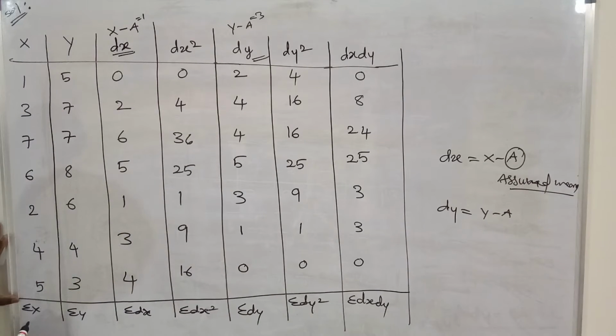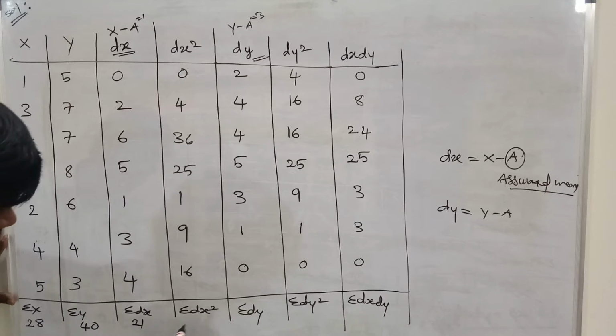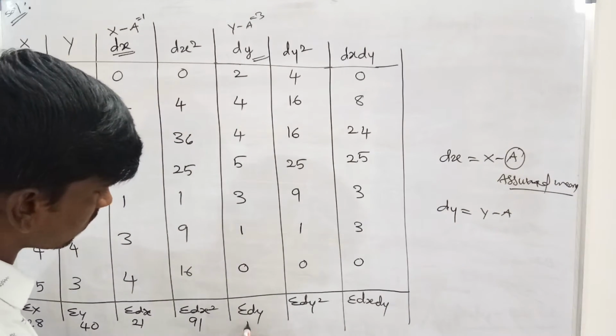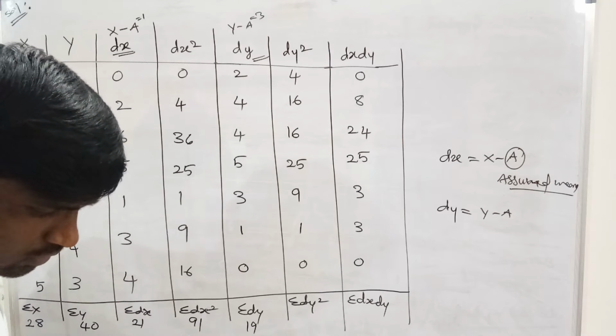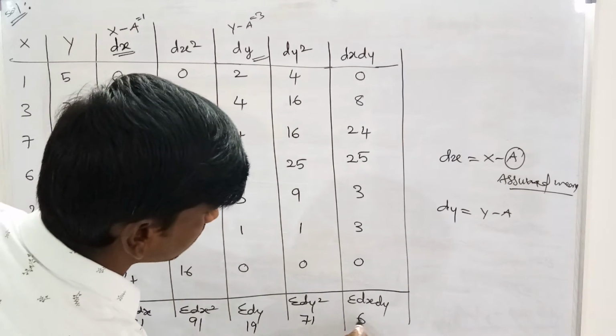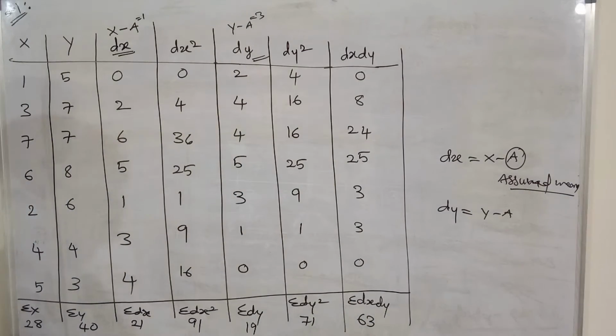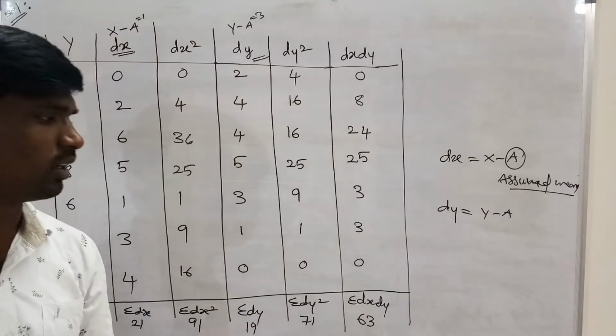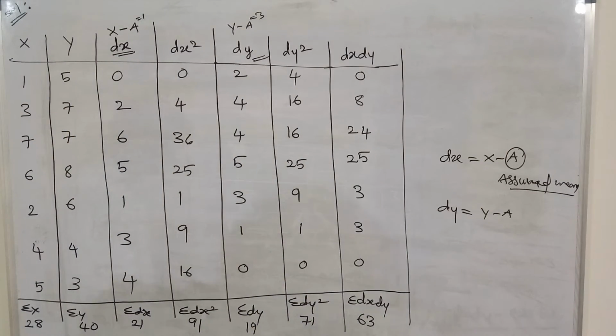That is 28, 40, 21, 91, dy 19, dy square 71, and 63. These are the values of x, y, dx, dx square, dy, dy square, dx into dy, right?